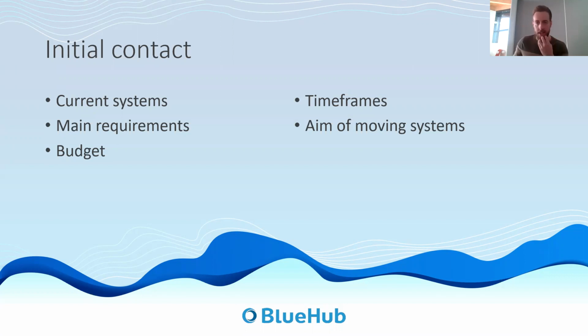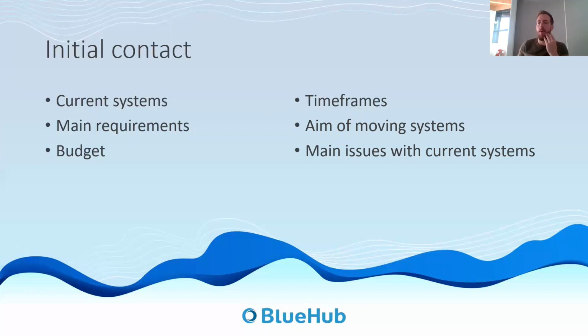What's their aim of moving to the system? What are their frustrations? What are their problems with the system? What are they hoping it will achieve? And then we can start to understand where they're going to sit. So from their main requirements, we can start to understand where they sit in our complexity scale as an inventory job.